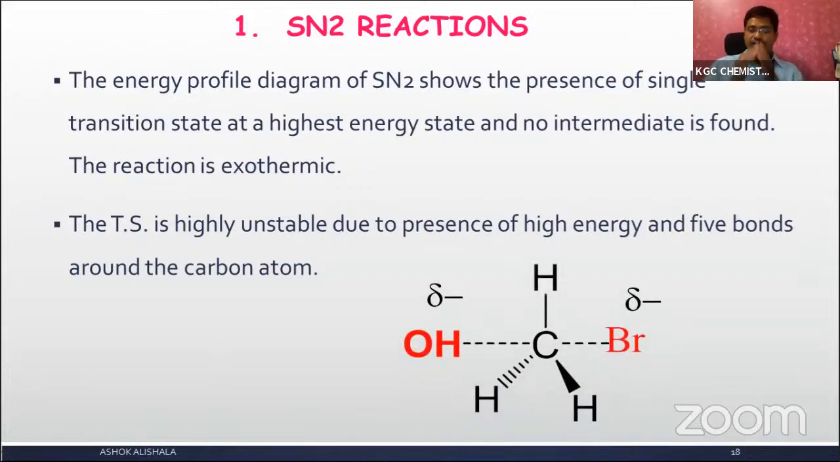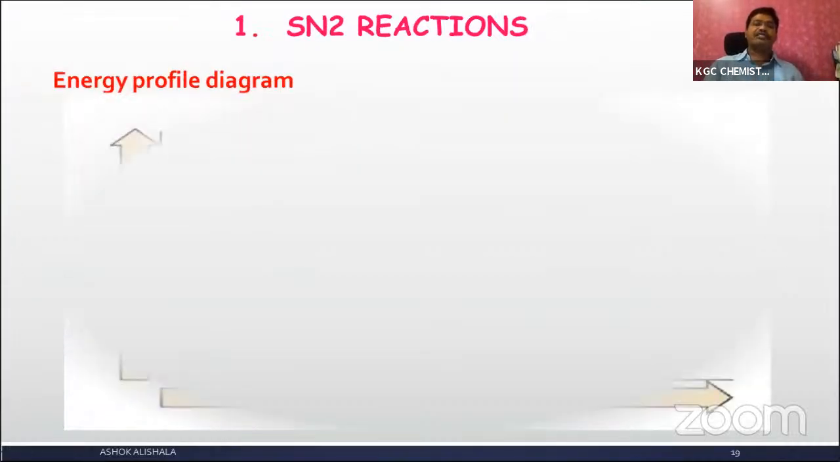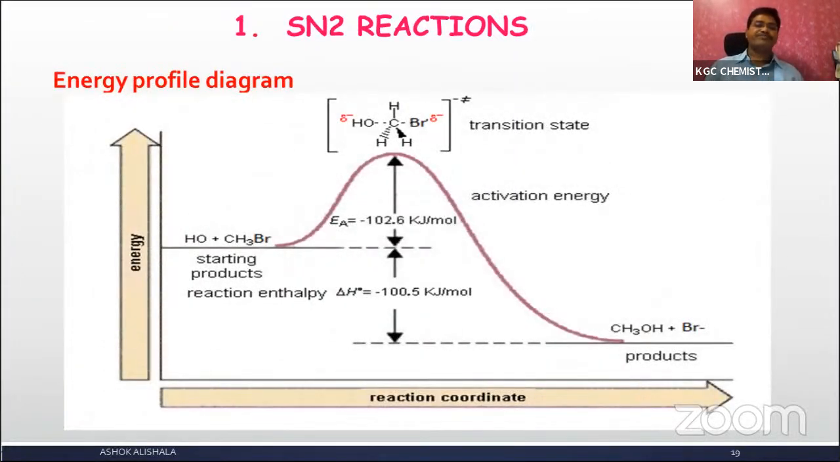This is the case. This is going to be the transition state. There are 5 bonds and it is highly unstable. And in the energy profile diagram, if you see here, this is the starting reactants. This is not products, don't say products. This is the starting reactants.